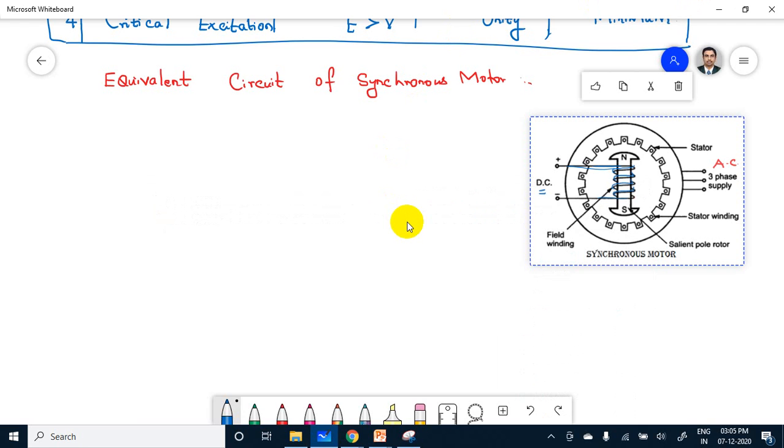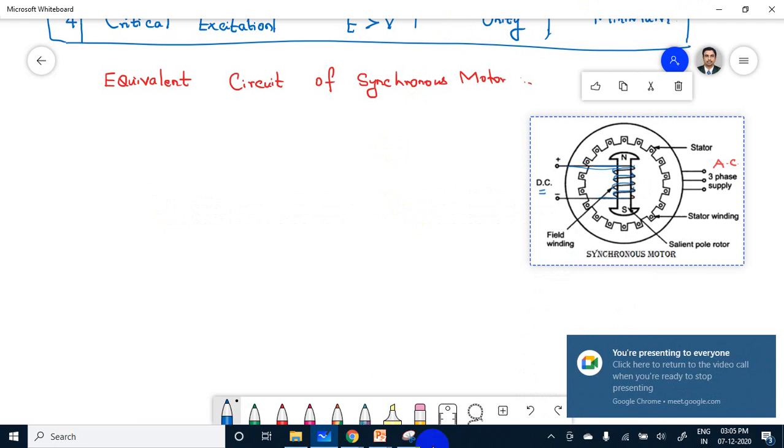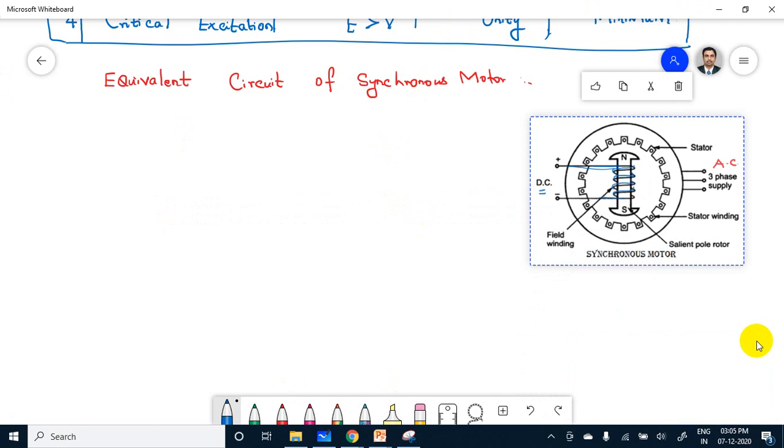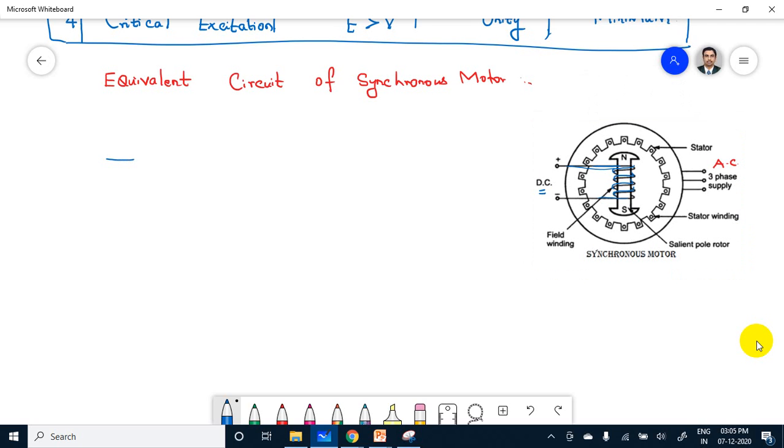Okay. Now, in the stator side, this is the stator. Now I am drawing the stator winding. In the stator there will be a winding structure. You see here, plus, minus, sinusoidal supply. It is an AC supply.